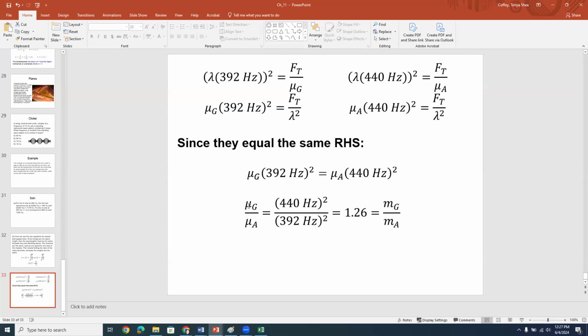But since the mass density is the mass per unit length, and the lengths are the same, it's the masses that are different by this amount. Because if I did mu G is equal to m_G divided by L, and then mu A is equal to m_A divided by L, the divided by L's on the top and the bottom of the fraction would cancel, leaving me 1.26 is equal to the mass of the G divided by the mass of the A string.